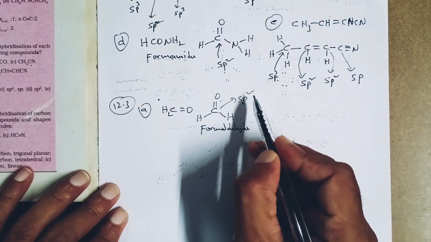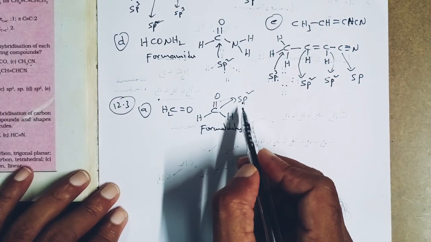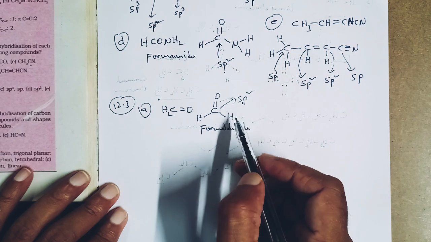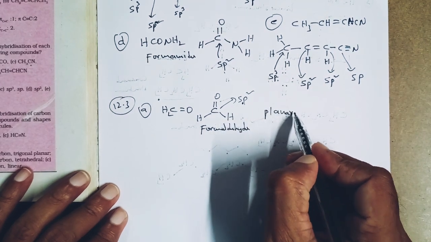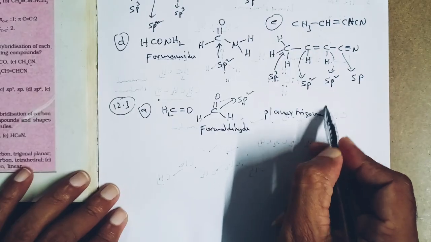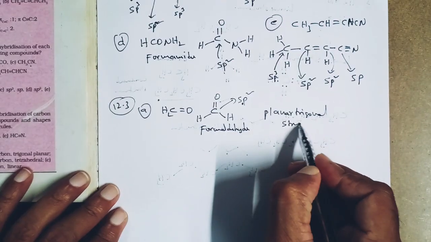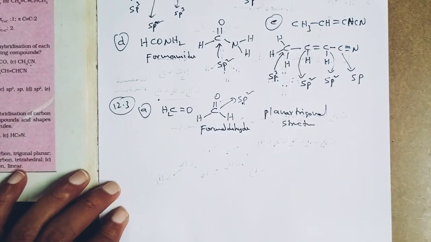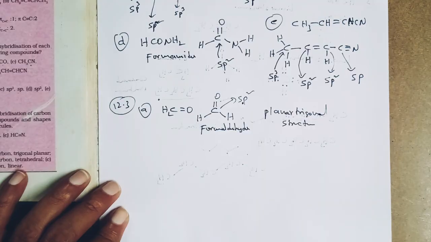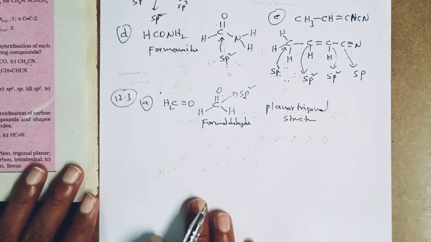When sp2 hybridization is there, obviously the structure is planar trigonal. For sp3 hybridization, it is tetrahedral. For sp2 hybridization, it is planar trigonal. For sp hybridization, it is a linear structure. So that we have to remember.